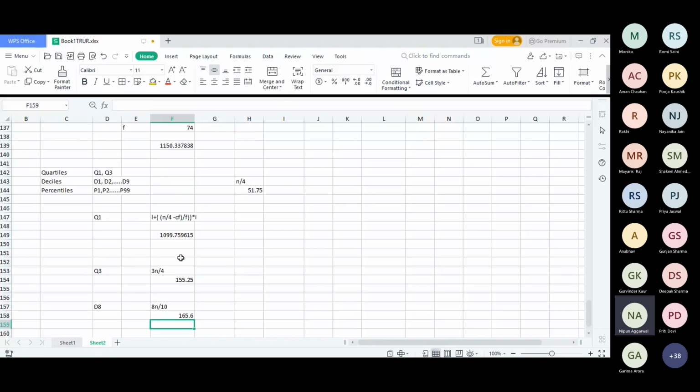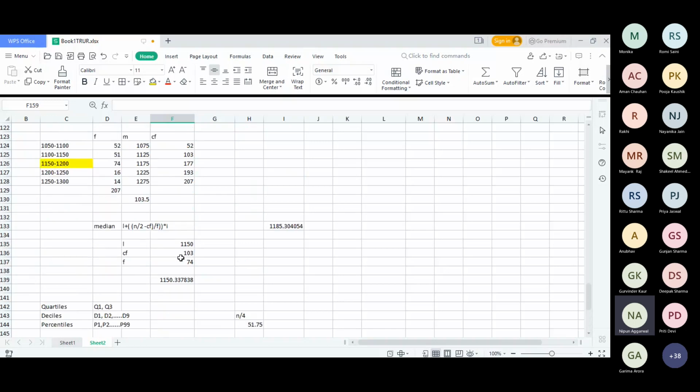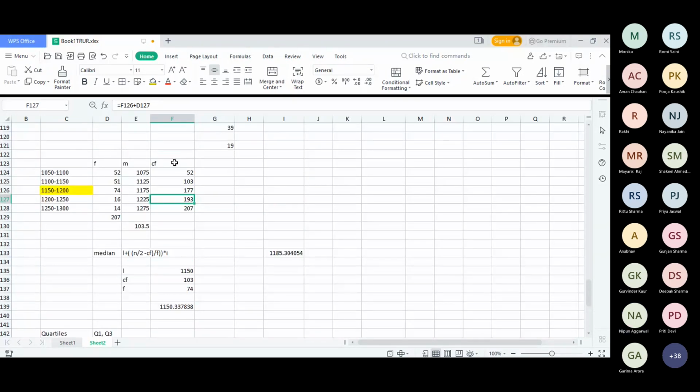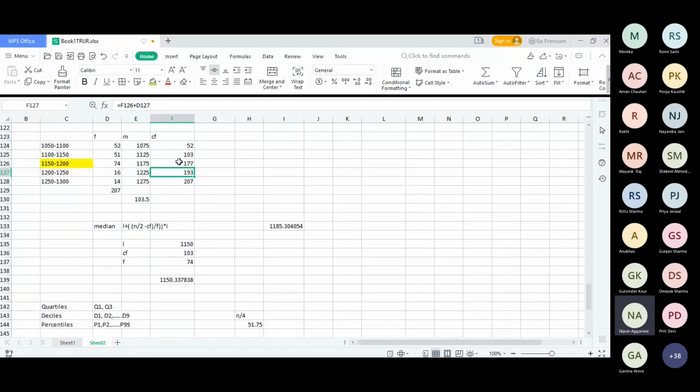165.6. Again, you have to go to the data and check where 165.6 comes. So 165.6 lies in this class only, because 178 to 193 is in this class, but 165.6 lies in the 1150 to 1200 class. So again the D8 class is 1150 to 1200.